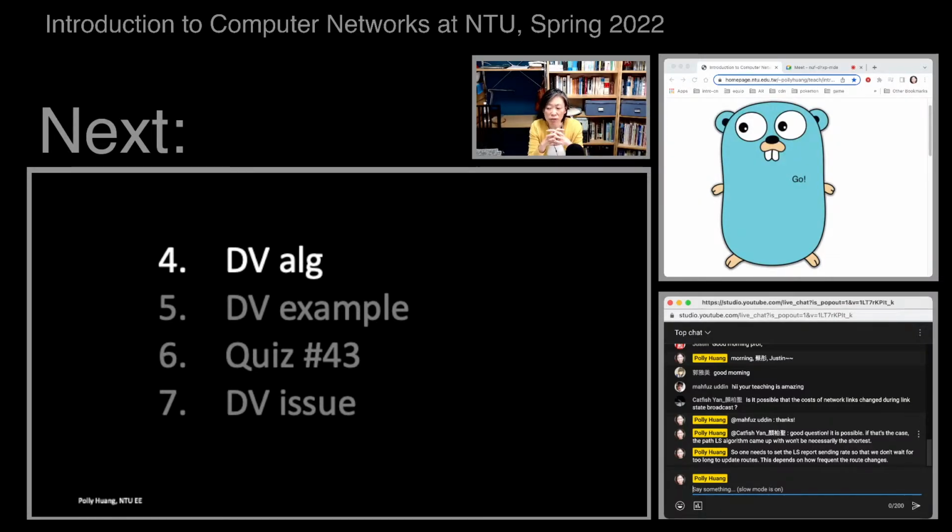Yeah. So one wants to set the link state report update period to be shorter so that we don't miss the changes of the routes for too long. And exactly how long really depends on how frequent the route changes or how frequent the link cost changes. And I guess the frequency of link cost change really depends on the network administrator, on how they would like to control the routes.